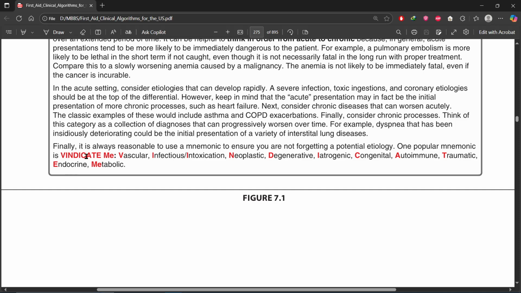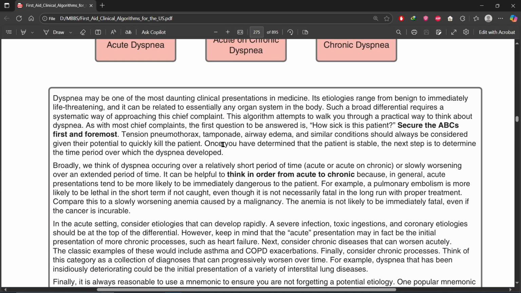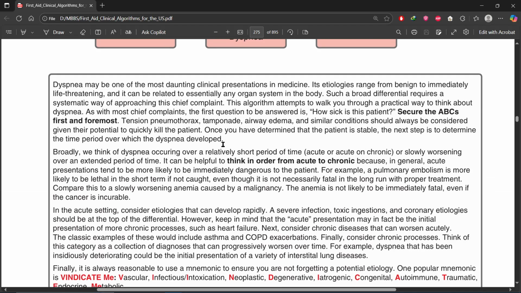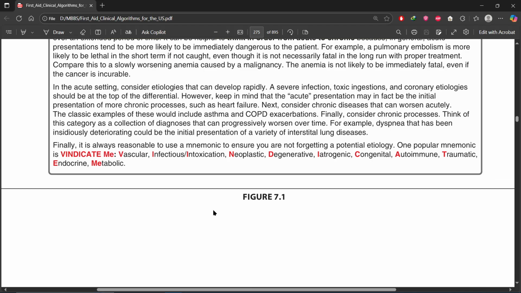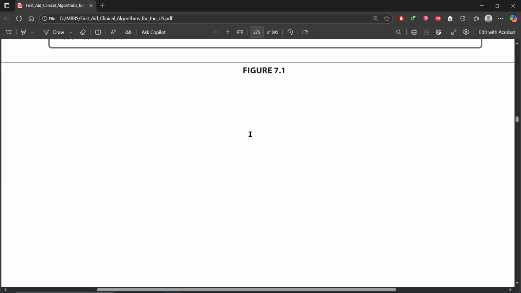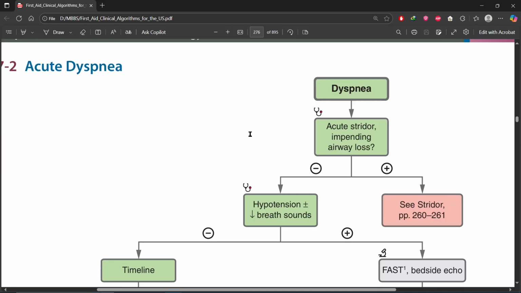So the mnemonic is VINDICATE ME, which means vascular, infectious, neoplastic, degenerative, iatrogenic, congenital, autoimmune, traumatic, endocrine, metabolic. So these are all the etiologies that could give rise to dyspnea. Dyspnea is basically shortness of breath, if this is not clear to anyone. Right, so we go towards acute dyspnea now.